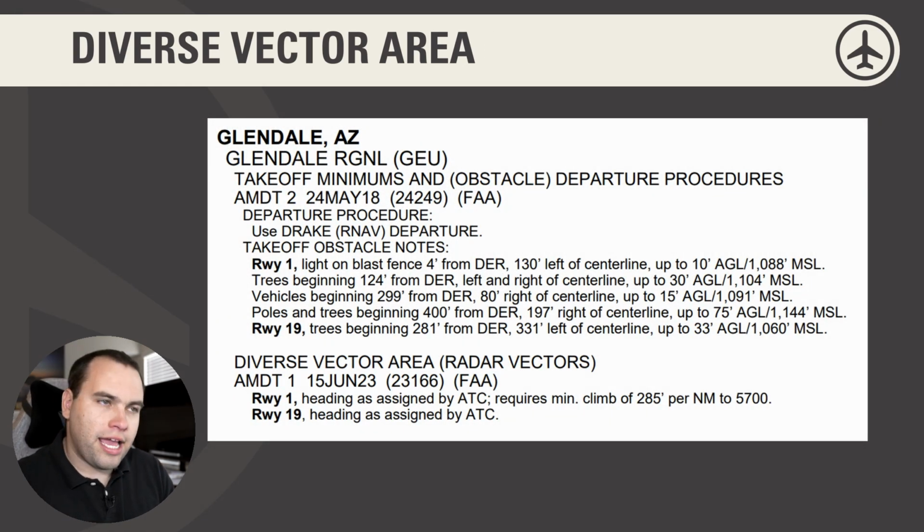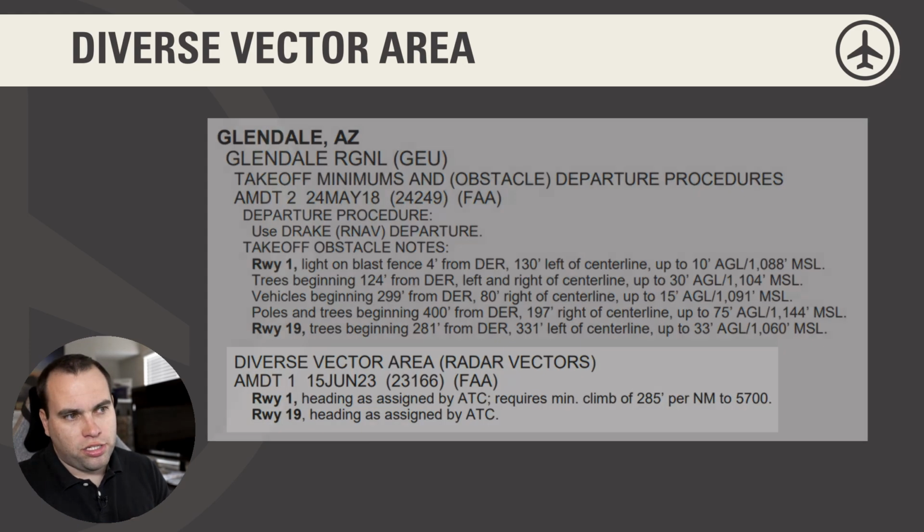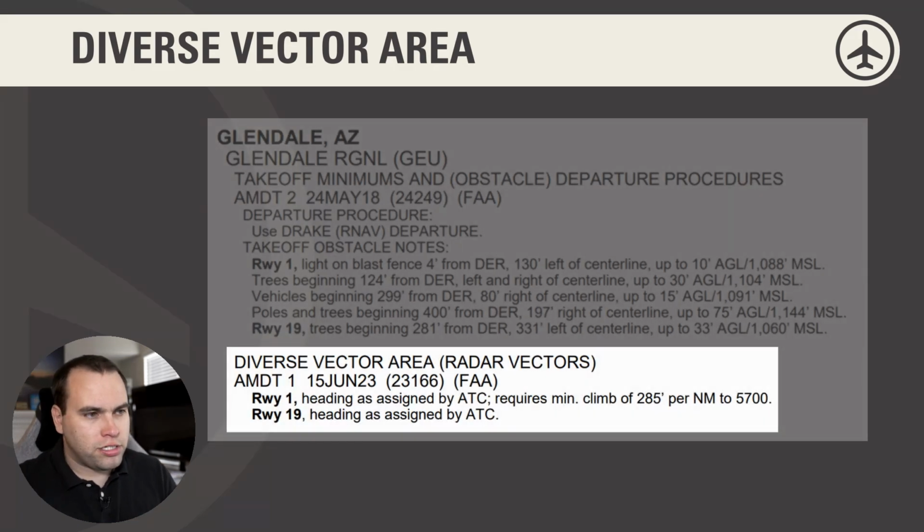If we take a look at the takeoff minimum section that we talked about earlier, they have a section here called the diverse vector area, radar vectors. And it's telling you, for example, if we depart from runway 1, heading as assigned by ATC requires a minimum climb of 285 feet per nautical mile to 5,700, and then runway 19 is just heading as assigned by ATC.